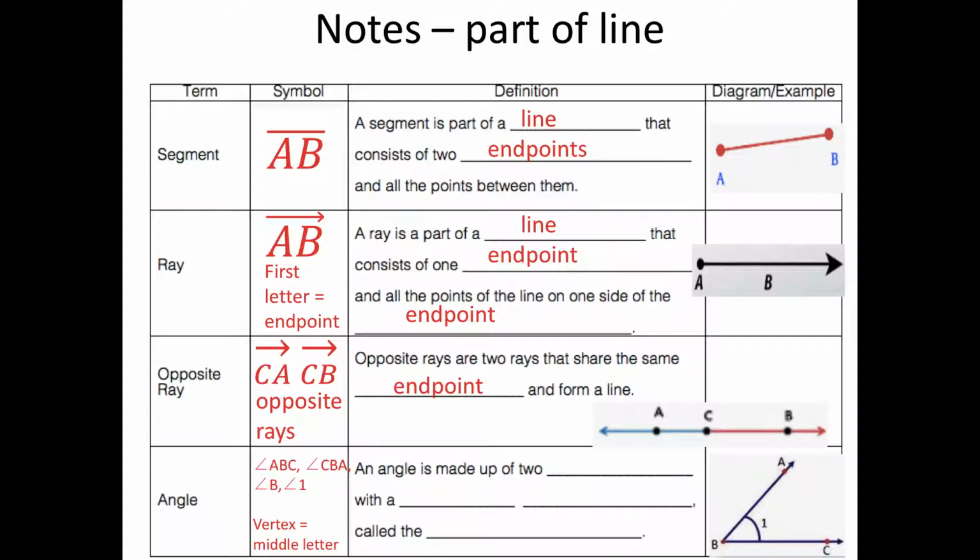You couldn't call it BCA, because the middle letter always has to be the vertex. Think of it almost like traveling. If I'm traveling from A to B, then C, that makes an angle. An angle is made up of two rays with a common endpoint, and that common endpoint is called a vertex. You have a lot of stuff to write down, so let me give you a minute while you work on that. A lot of definitions you're going to want to get down for our language of geometry.